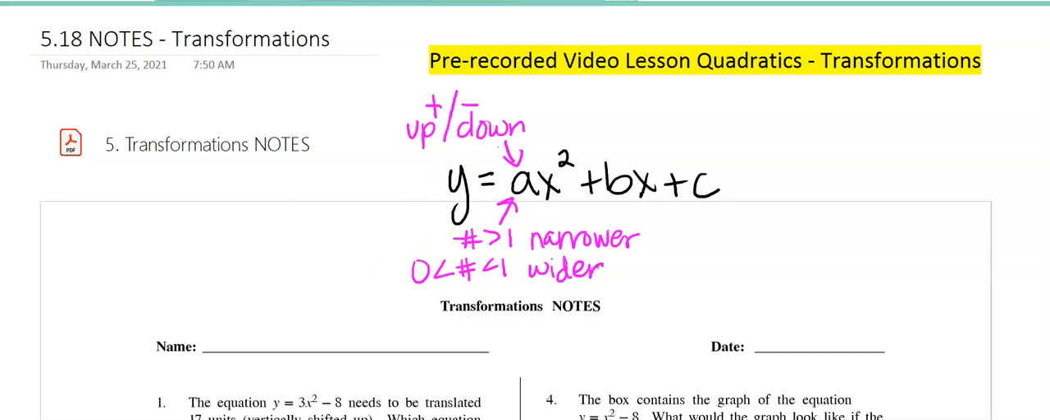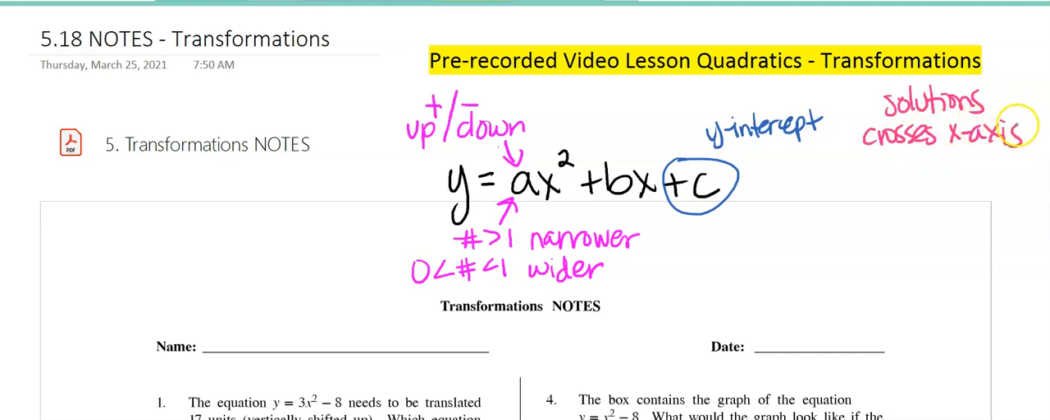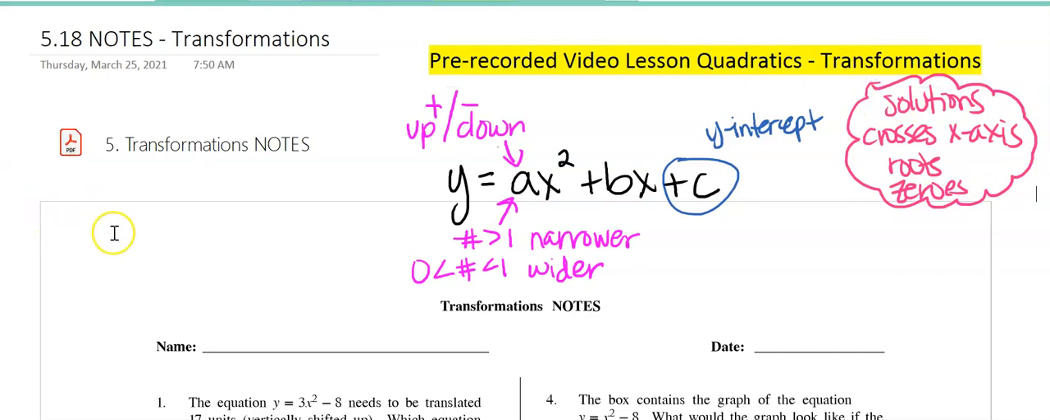The beauty is we have the calculators and we can always test it in there. The other thing I want to remind you guys, just like in our y equals mx plus b, is c is your y-intercept. So that is where it crosses the y-axis. And as another reminder about quadratics, the solutions are where it crosses the x-axis. We also call those roots and zeros. This is the key because we're going to talk about that. So a lot of information right there at the beginning that I just want to review with y'all.